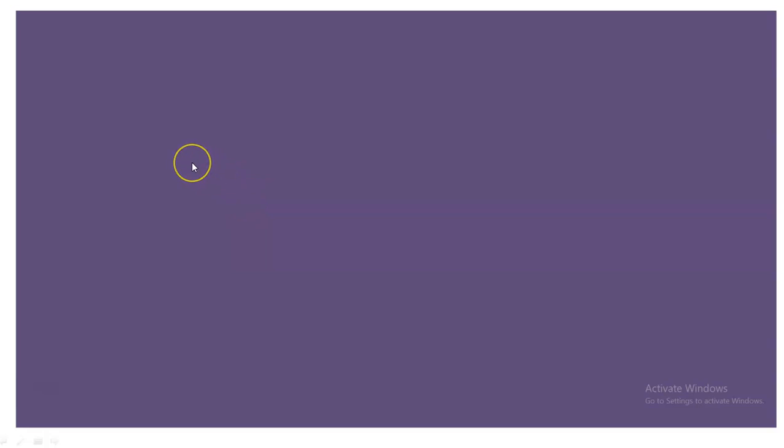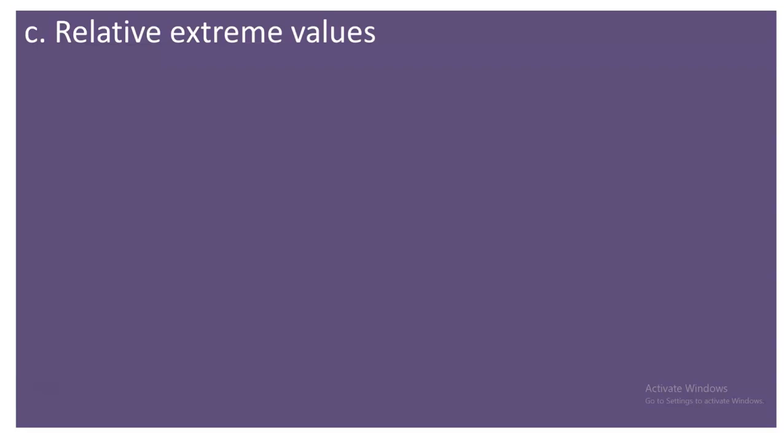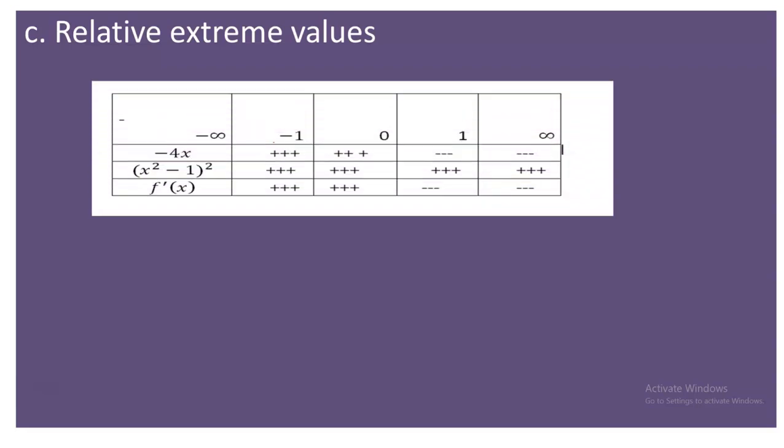Now next from this we have relative extreme values, and the relative extreme values are nothing but the relative maximum and the relative minimum. So as you know, when you are having a shift from positive to negative around the critical number, you are going to have a relative maximum value, and from negative to positive shift at a certain critical number, you do have a local or relative minimum value.